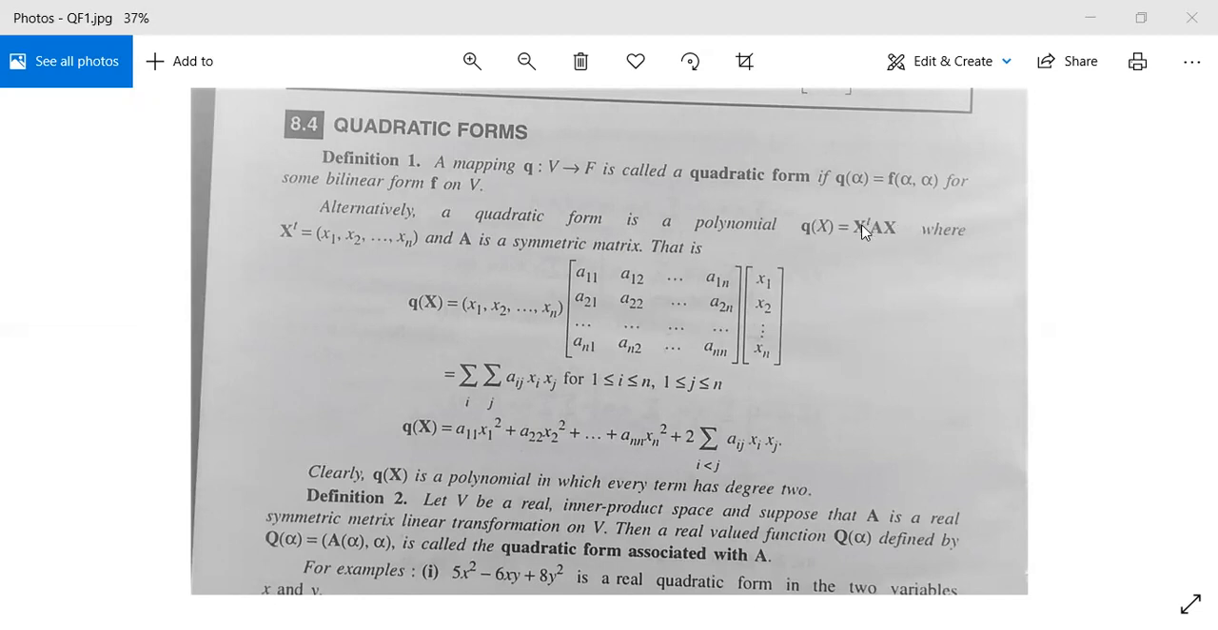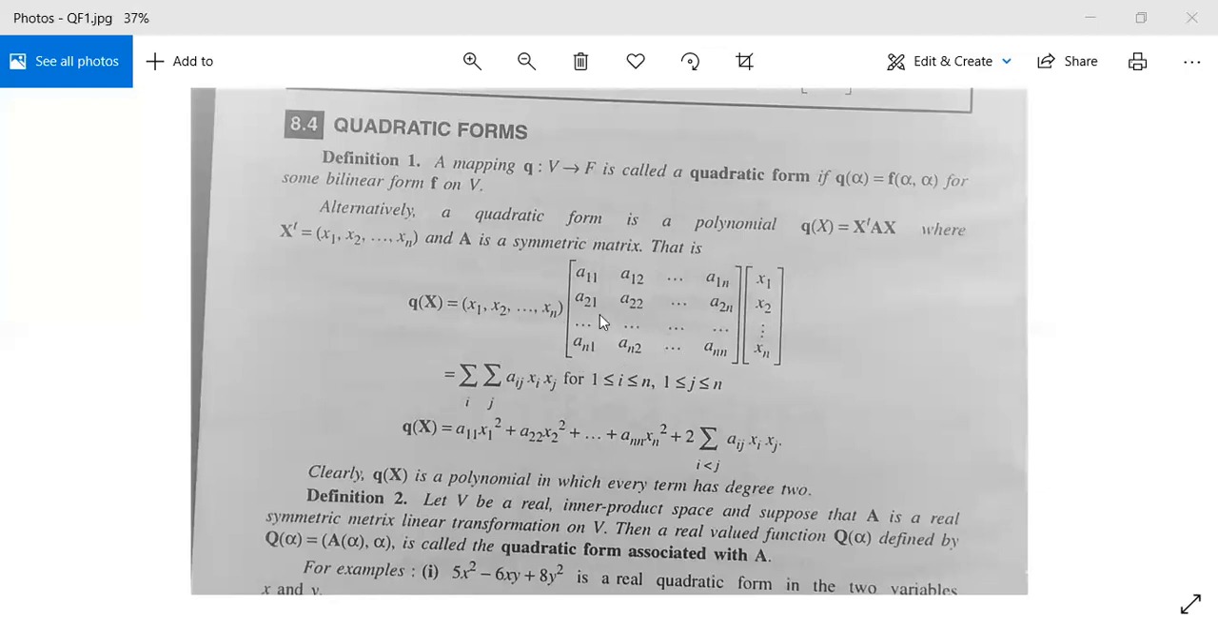This x transpose is a matrix, A is a matrix, and x is a matrix, where x transpose is equal to (x1, x2, so on, xn), and capital A is a symmetric matrix. That is, Q(x) is your x transpose (x1, x2, so on, xn), and this is your symmetric n by n matrix a11, a12, so on, a1n, a21, a22, so on, a2n, and so on, an1, an2, and so on, ann, into this column matrix x, x1, x2, so on, xn.